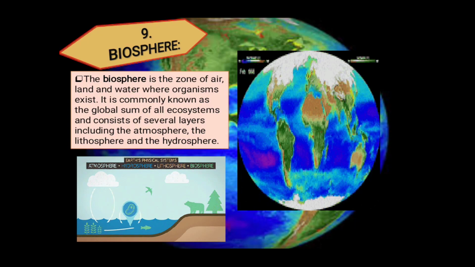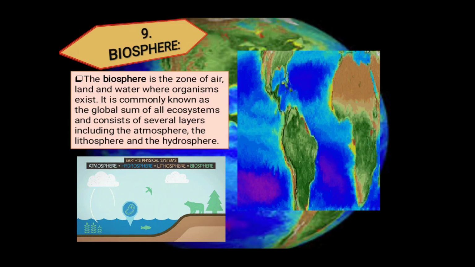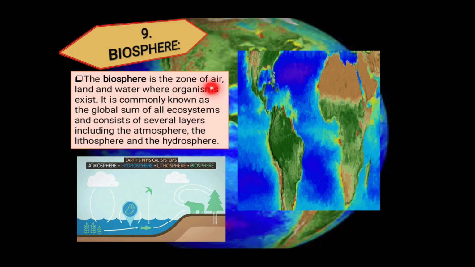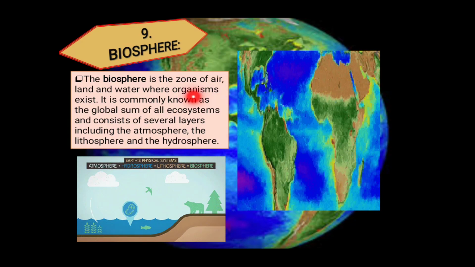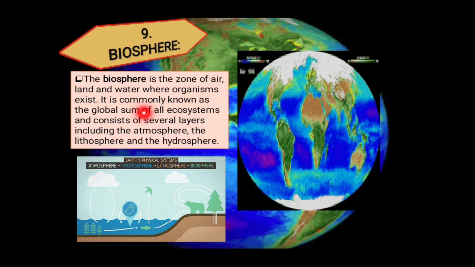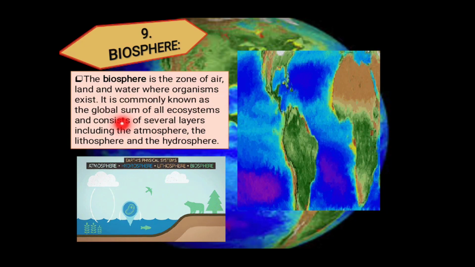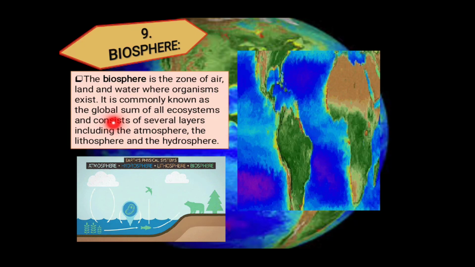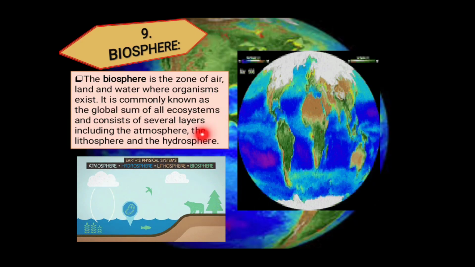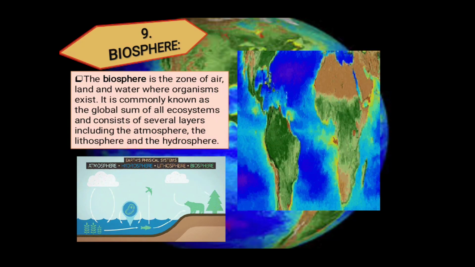The ninth level of biological organization is the biosphere. The biosphere is a zone of air, land and water where organisms exist. It is commonly known as the globe. The globe is the sum of all ecosystems and consists of several layers including the atmosphere, the lithosphere and the hydrosphere. Ecosystems are the physical systems of our environment.